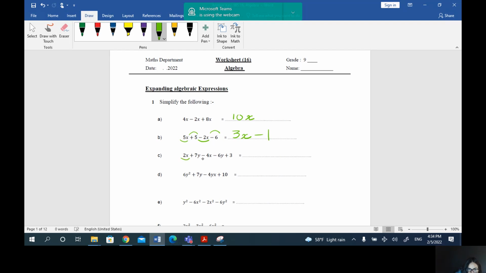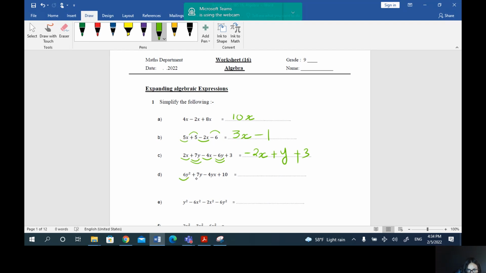2x is a like term to minus 4x. 2 minus 4 is minus 2x. Plus y minus 6y are like terms. 7 minus 6 is plus 1y. And then plus 3 is left on its own, so we will just write it here.